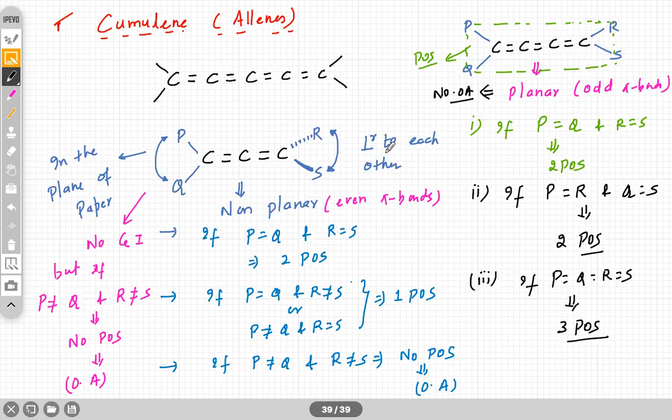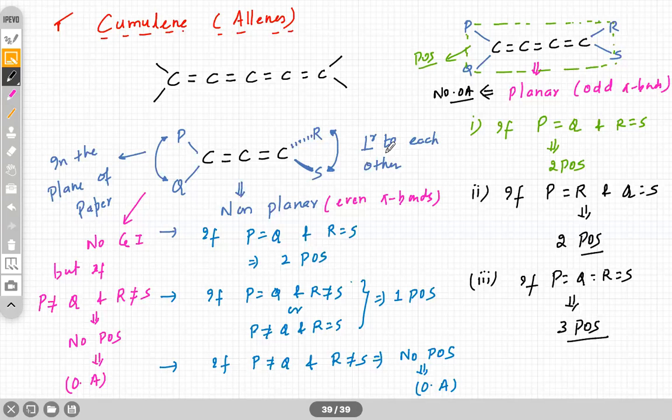So in case of even number, the molecule is non-planar and it is optically active. Okay. Odd number, the molecule is planar, optically inactive. Then the second point, if they ask you the number of plane of symmetry, it depends upon what group is attached to the terminal carbon atom. Depending upon the group, I have given you the condition, we can have the given number of planes of symmetry.